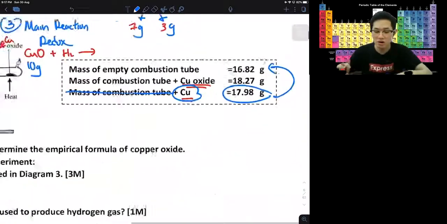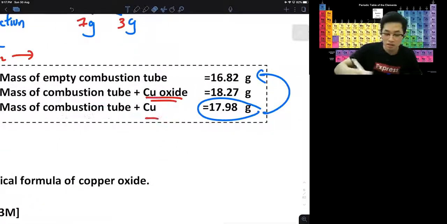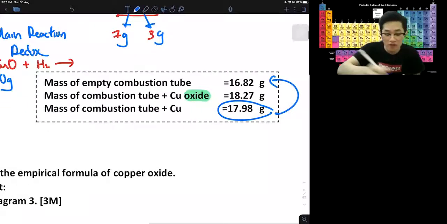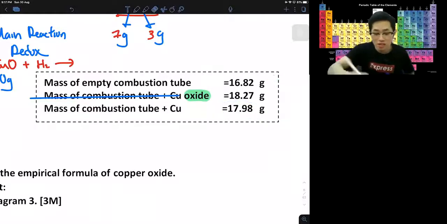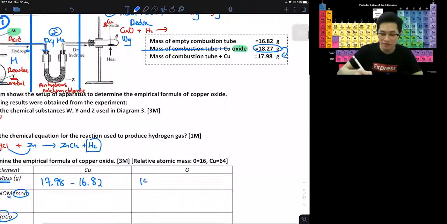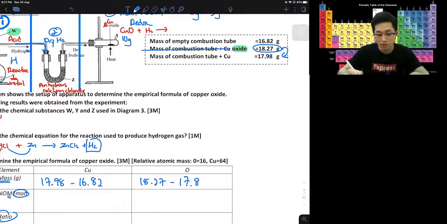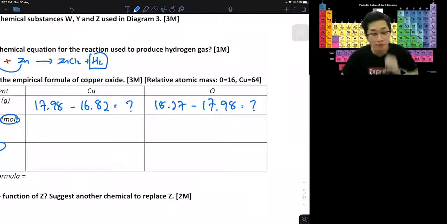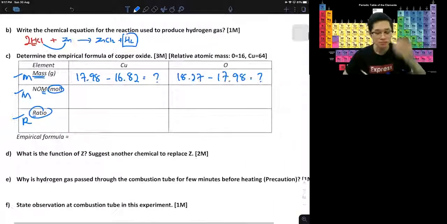And then to find the mass of oxygen, that means the oxide here. I want to find the oxide, then I have to minus off everything, the mass of combustion tube and CuO. That means I will be using this figure, 18.27, minus 17.98. And then you will get a number. That one I'm not going to do, okay, because everybody can do the deduction.